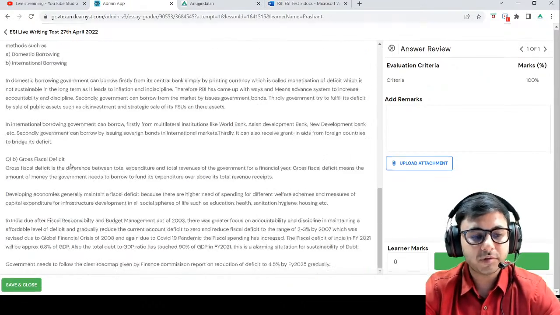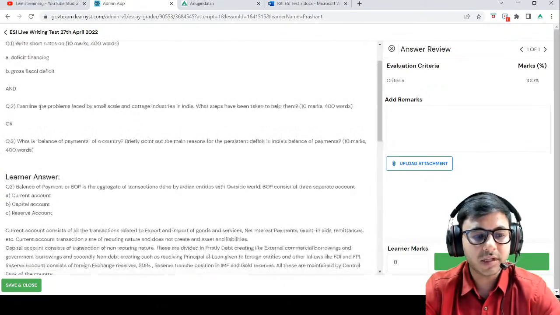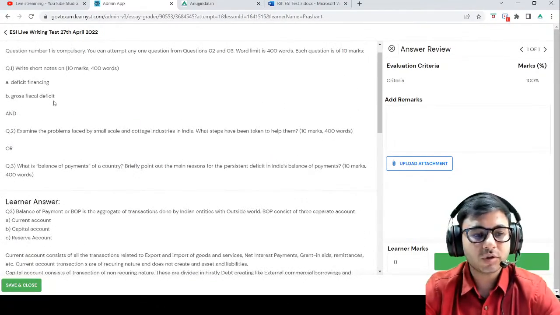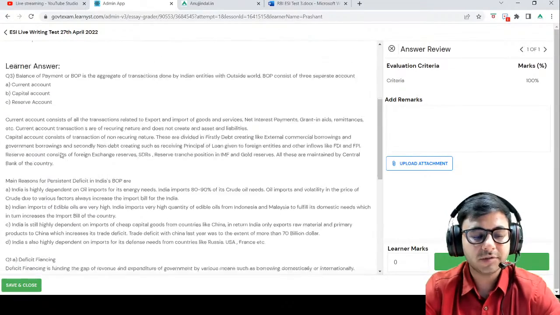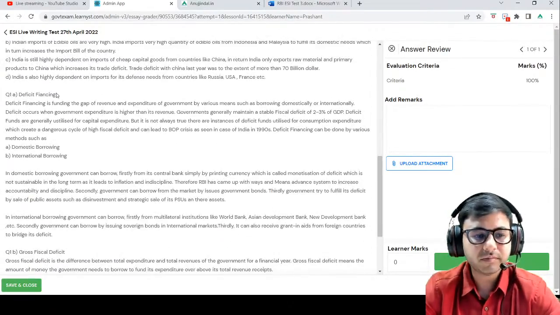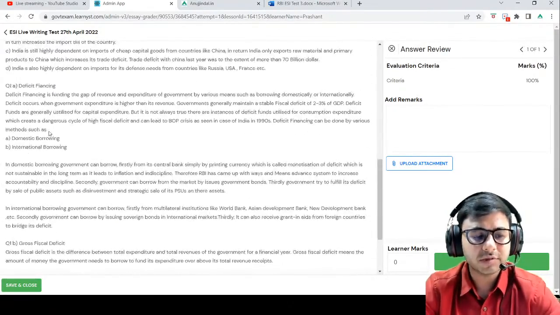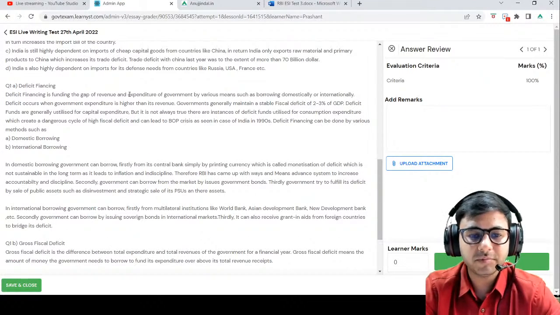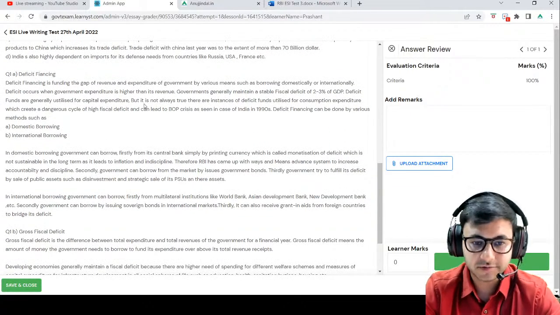Let's see if you've written question number 1. Yes, he has. Write short notes on gross fiscal deficit and deficit financing. Deficit financing and gross fiscal deficit. Let's see what has he written. Deficit financing is funding the gap of revenue and expenditure of a government by various means such as borrowing domestically or internationally. Deficit occurs when government expenditure is higher than revenue.